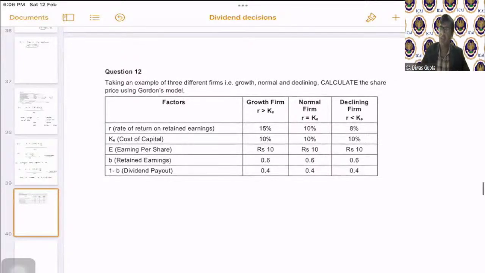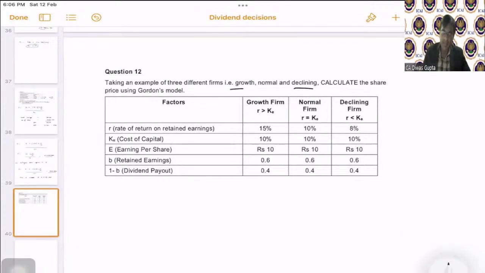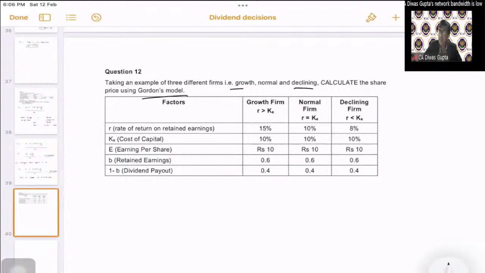Now coming to question number 12, students. Taking an example of three different firms, that is growth, normal and declining, calculate the share price using the Gordon's model. So they're asking us to calculate the share price using the Gordon's model.